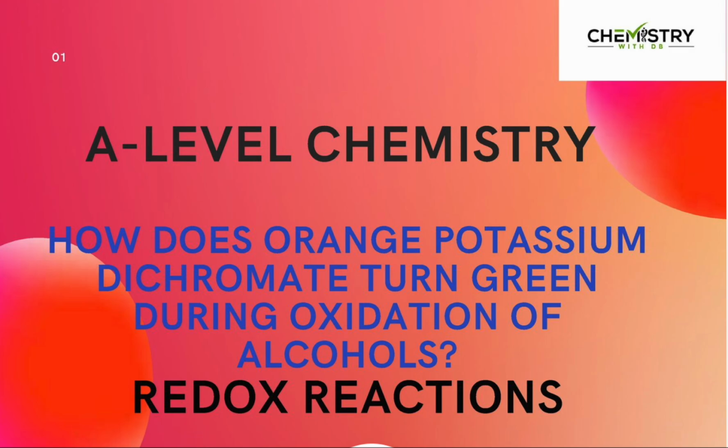In this video I'm trying to explain how orange potassium dichromate turns green when you add it to a primary or secondary alcohol or an aldehyde. So I'm going to explain it in terms of redox through the half equations.